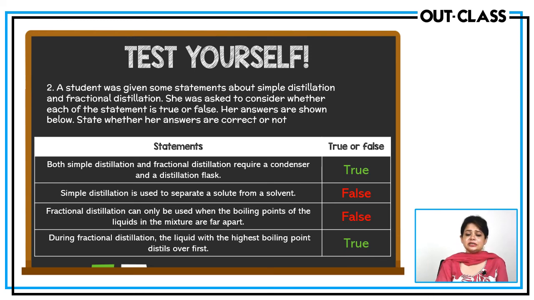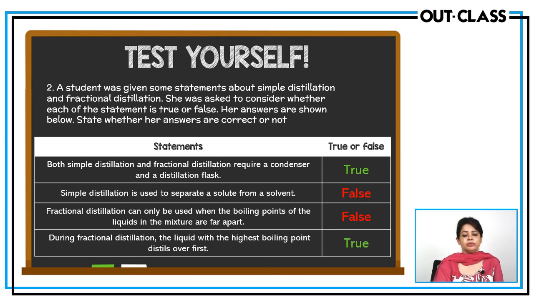Acha. Simple distillation is used to separate solute from solvent. False. Is it correct? Yes, it's false. Distillation is used to obtain solvent from the mixture, not solute. So solvent, pure solvent obtain करने के लिए हम simple distillation करते हैं.